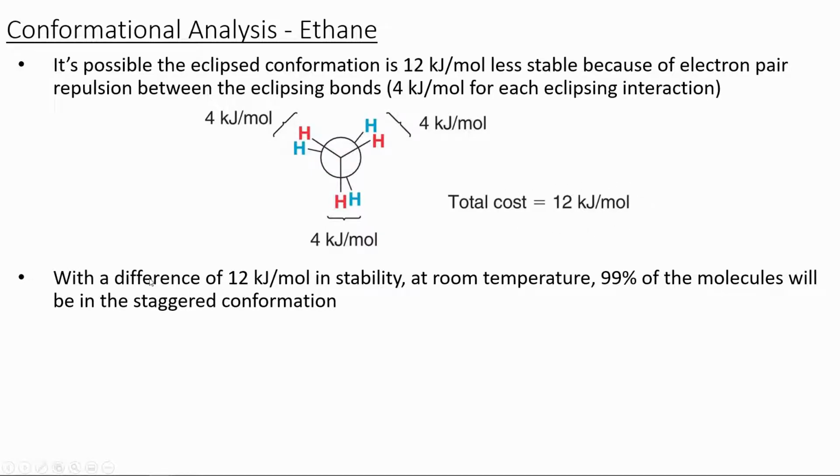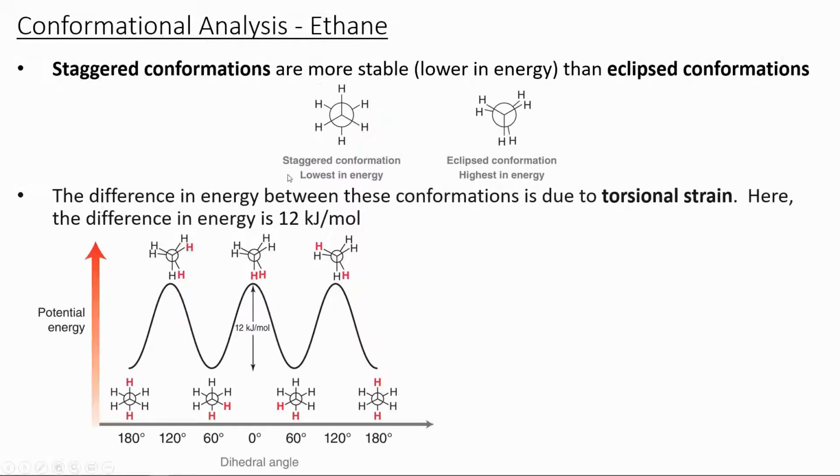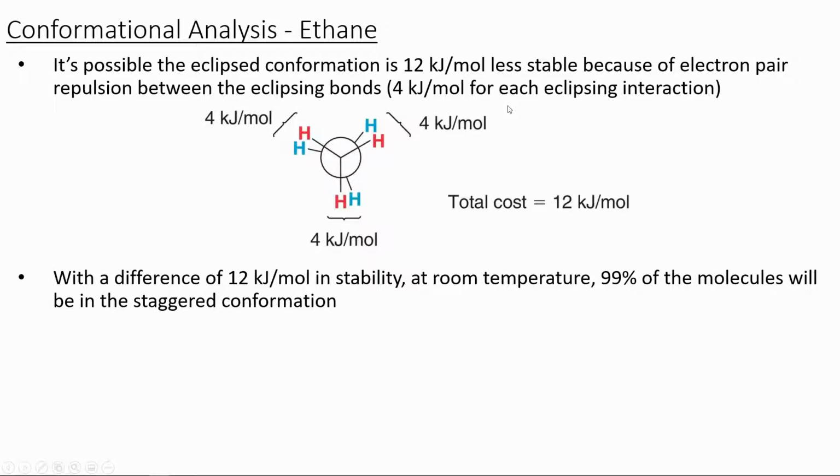So with an energy difference that high, at room temperature, 99% of the molecules are going to be in the staggered conformation, right? This is a happy place. The hydrogens are far apart from each other. We don't have that negative interaction. And only 1% of the molecules will be in this eclipsed conformation.